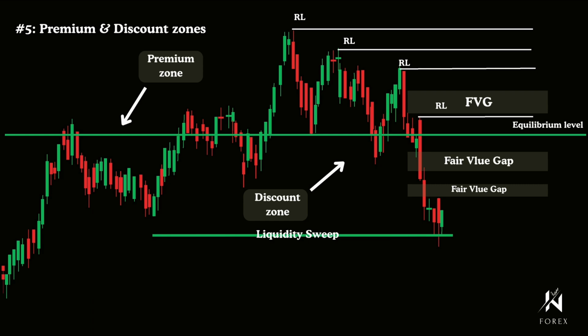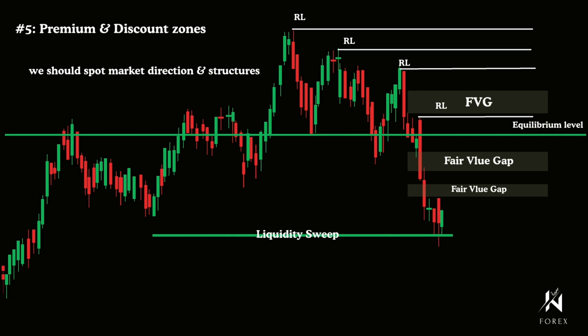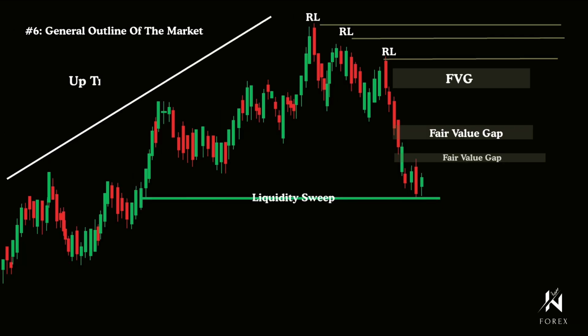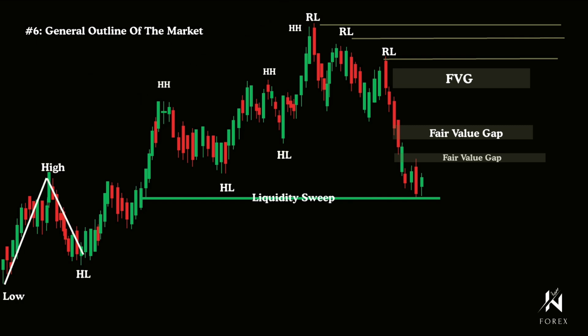Let's now move on to the final key factor, which is analyzing the general market structure. This means identifying the overall market direction and the structural patterns it forms over time. As you can see on the chart, price was clearly in a strong uptrend. However, we're now witnessing a market structure shift.